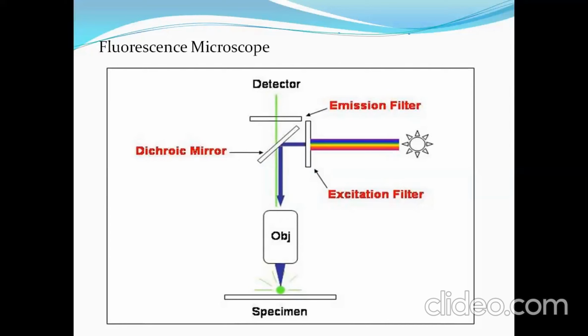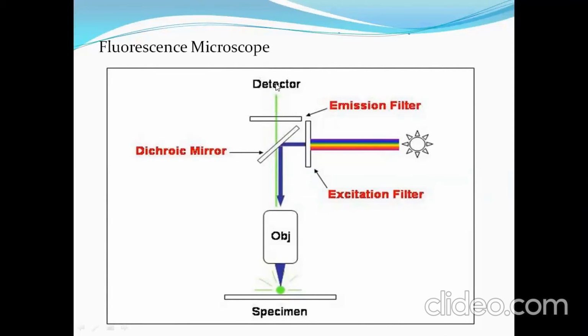Clear? So now this emission wavelength will pass through this emission filter, and ultimately it is detected through our eyes or the photographic instruments or the like. So the function of this emission filter is that it just stops the excitation light and only allows the emission wavelength, and the image is formed in the detector.